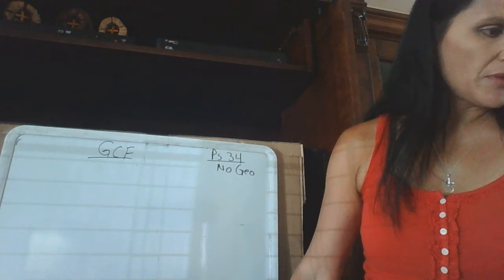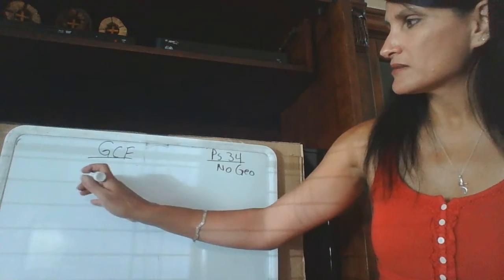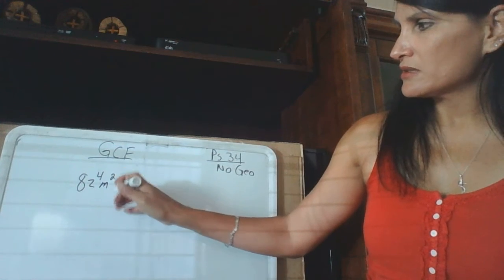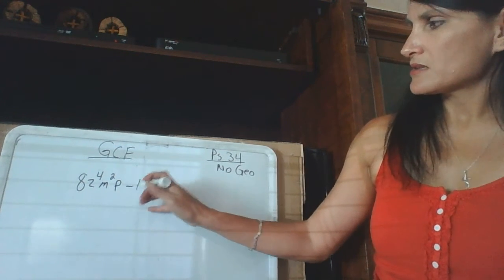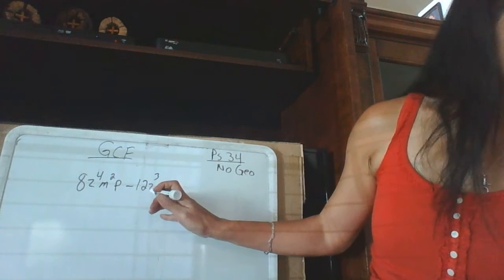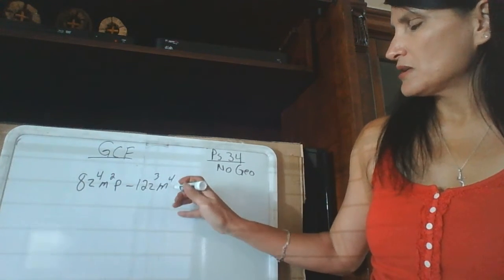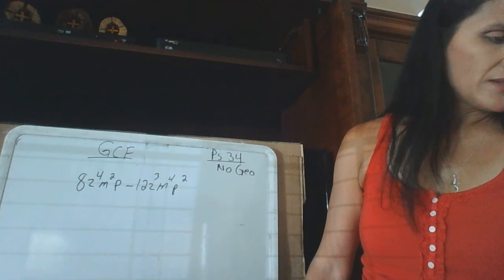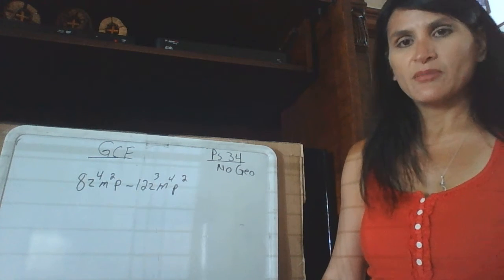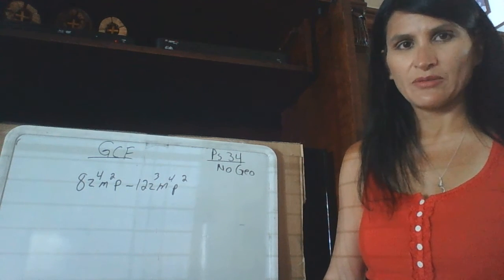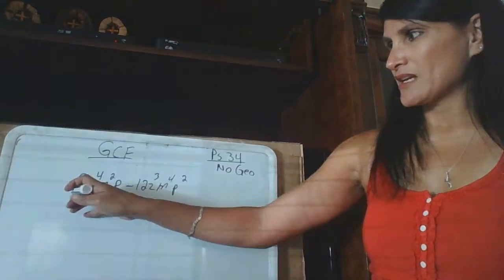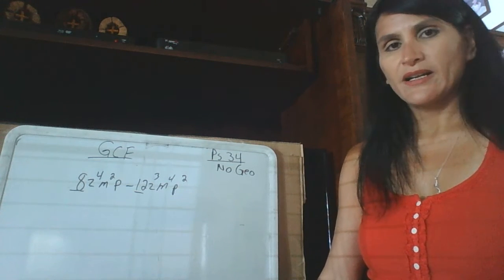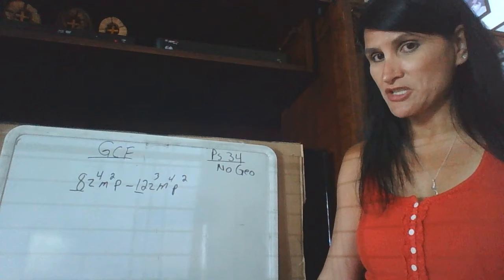It says, find the greatest common factor of 8z to the 4th m squared p minus 12z to the 3rd m to the 4th p squared. So I'm going to find the greatest common factor of that. Now, there are going to be different methods, so you're going to have to toy around with what works for you. But I would begin by looking at my coefficients first. My coefficients are 8 and 12. I want to find the greatest common factor of my coefficients.